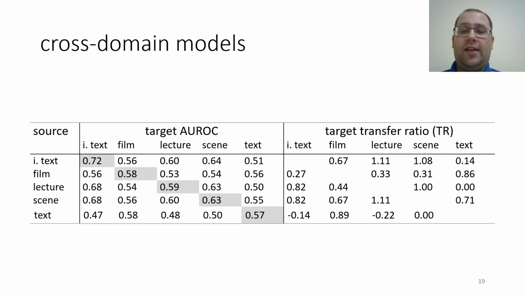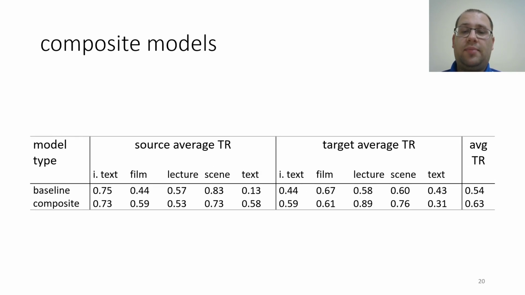Primary takeaways are that the illustrated text, scene, and lecture domains all transferred well among one another. The film and the text domains transferred well to one another, and the scene domain transferred well to all other domains. We also built composite models that were trained using 2 domains and evaluated on the third. We compared the average performance of all of these models to the average performance of the cross-domain models that were trained using a single domain.